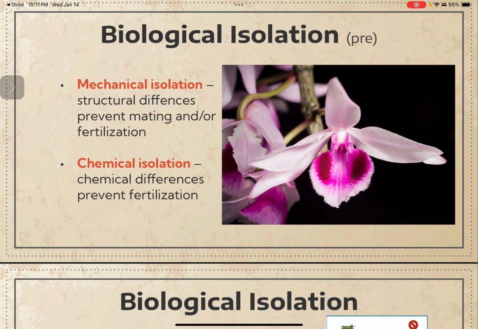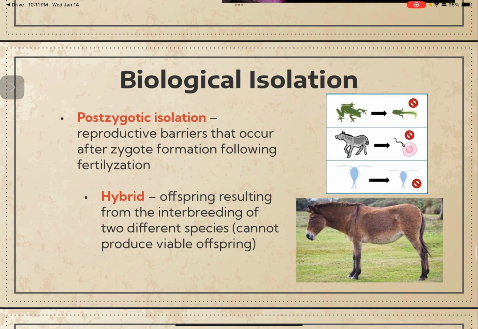Chemical isolation is where there are chemical differences that prevent the fertilization. So if there's something that's too acidic, well, you could reproduce, but the acidity itself is going to kill off any possibility of that fertilization. So the reproduction is not going to continue. Now we have our post-zygotic isolation. So this is after our zygote has been formed and the reproductive barriers occur following the fertilization.